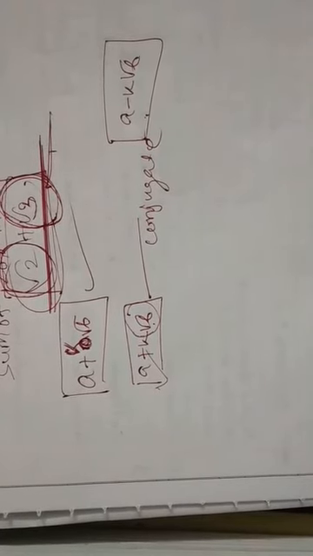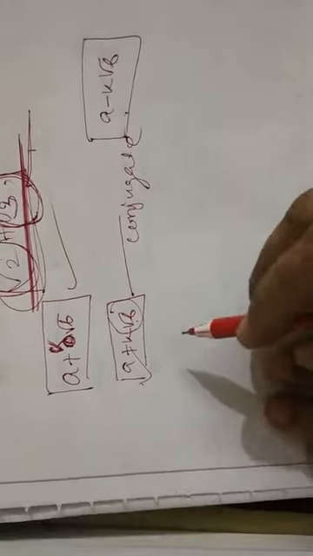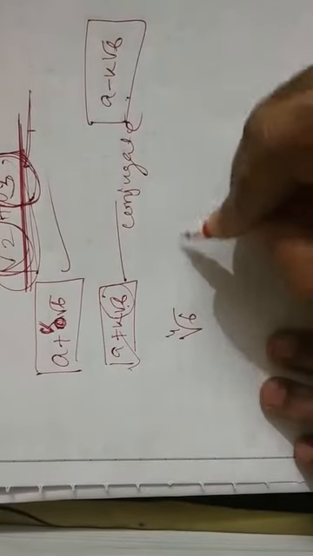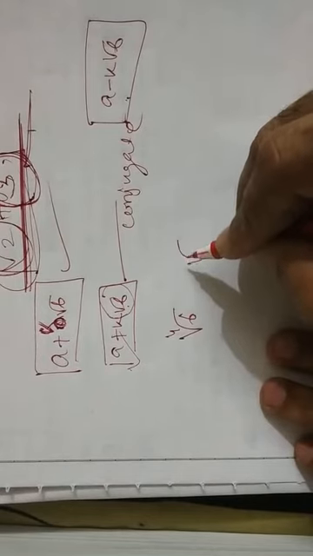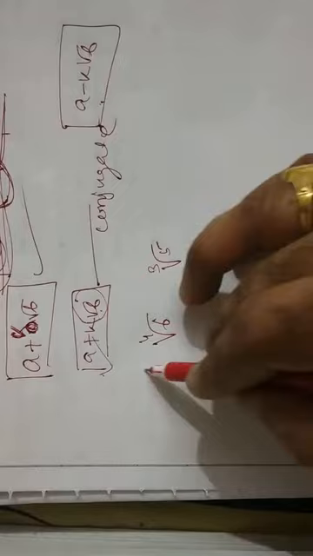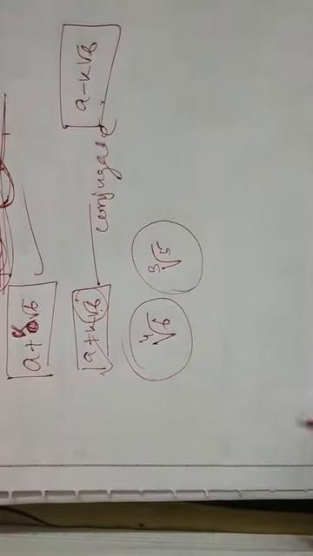Okay? Now, just a question. Can you tell me which is greater, fourth root of 6 or cube root of 5? How shall I find? How shall I compare these two? Which is greater?